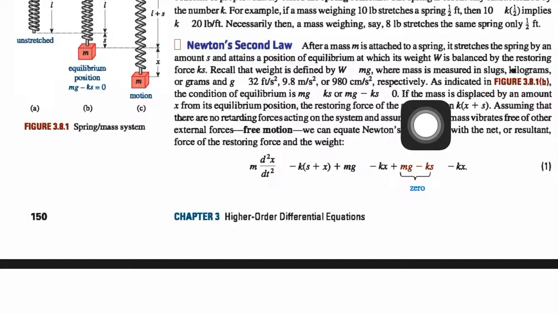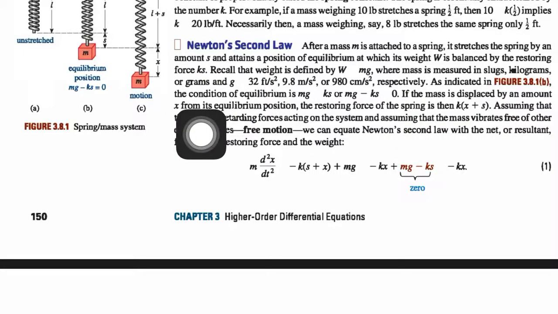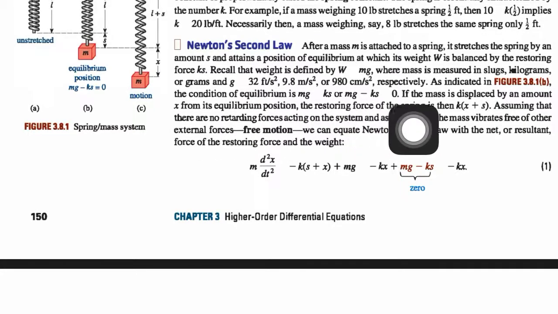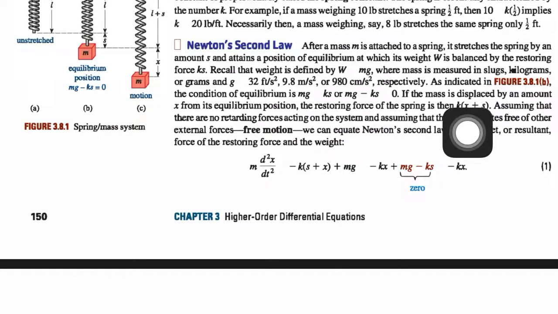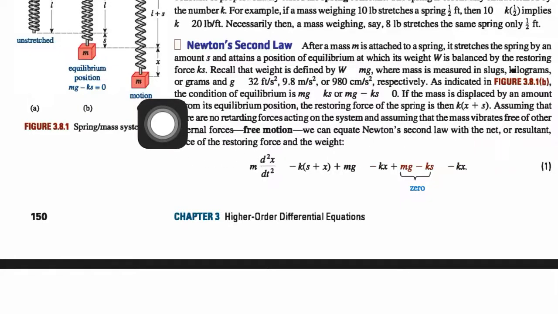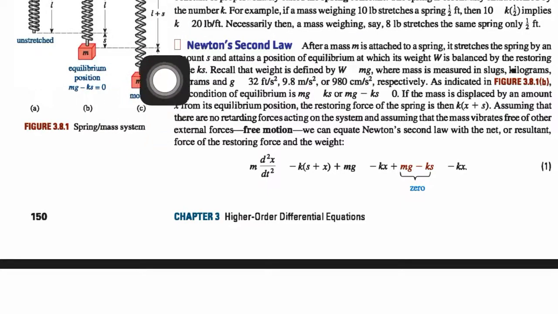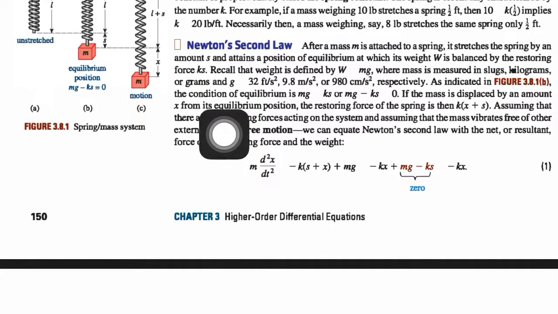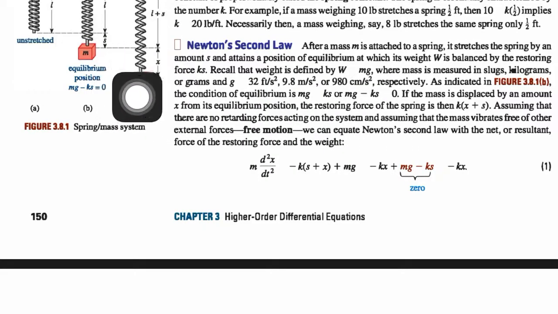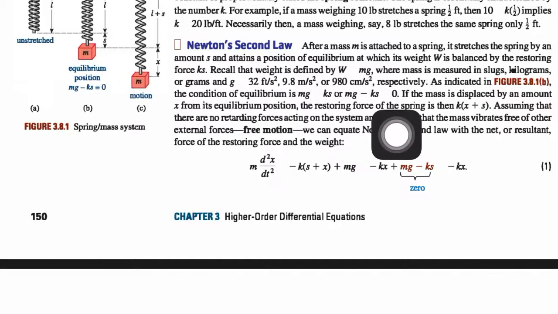Now further, if the mass is displaced by an amount x from its equilibrium position, the restoring force of the spring is then k(x plus s). Here we are displacing that mass m by a distance x in the downward direction. So now the restoring force is k(x plus s).